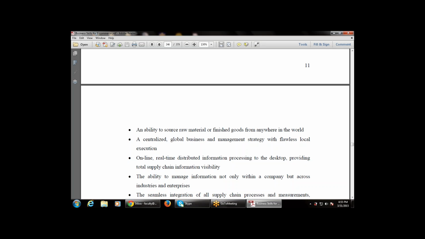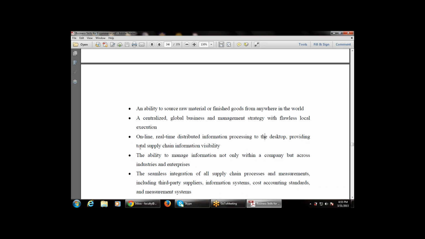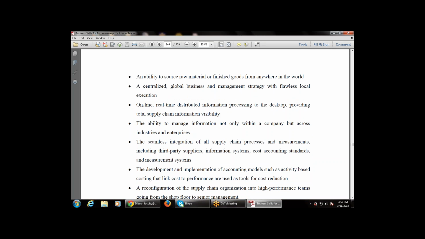Next point is online real-time distributed information processing to the desktop, providing total supply chain information visibility. Online means SCM is online real-time distributed information processing. Why is it online? Because everything is online. And why is it known as real time? Because time is very crucial in the SCM. So it is online real-time distributed information processing to the desktop that provides total supply chain information visibility.